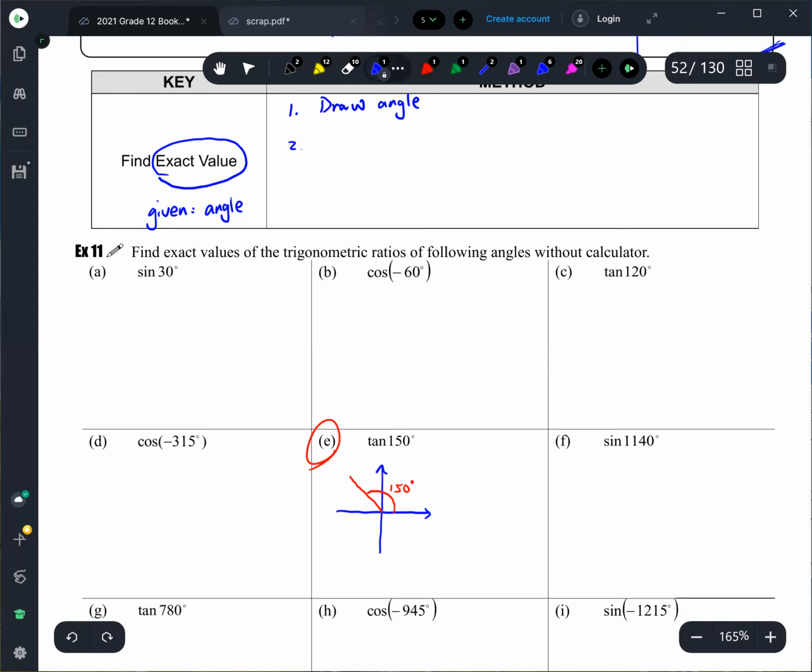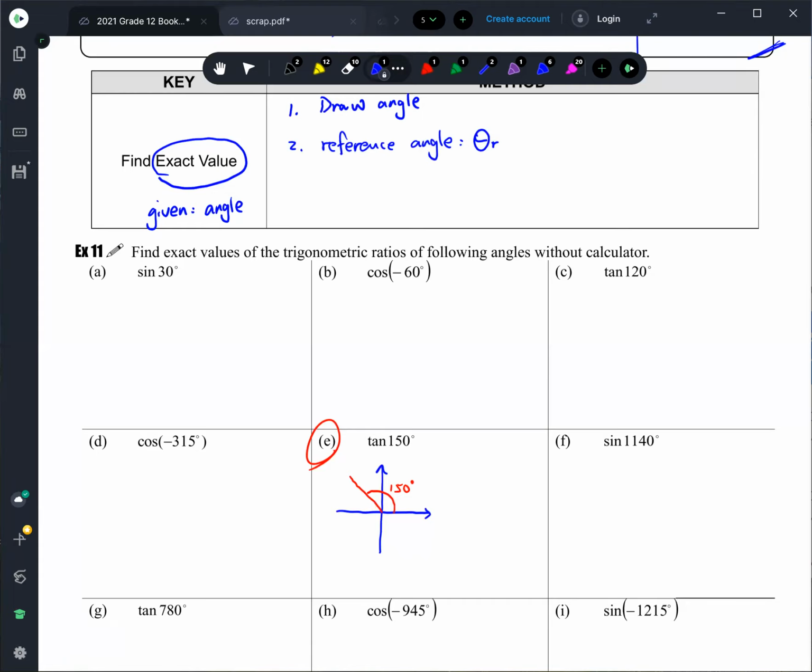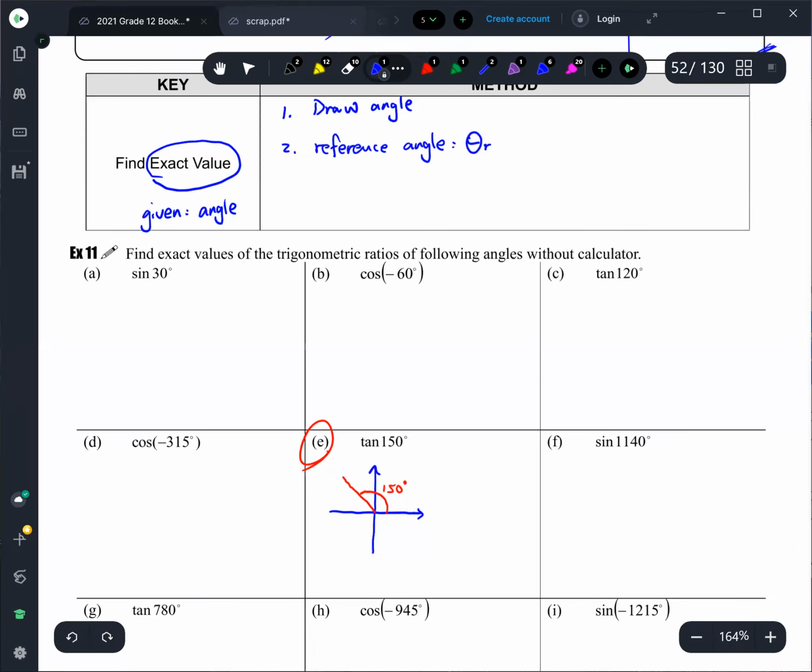Now step 2, once you've got the picture, next step is to find the reference angle. First step, draw the angle. Second step, reference angle. The symbol is theta with a little r, r for reference. So please look at your picture now and write down the reference angle on the side. Once you've got that, please raise your hand. How big is the reference angle?